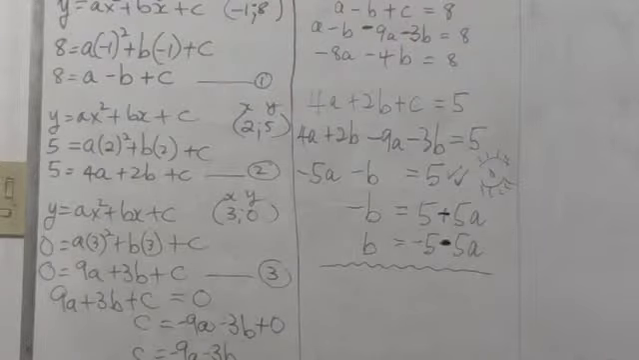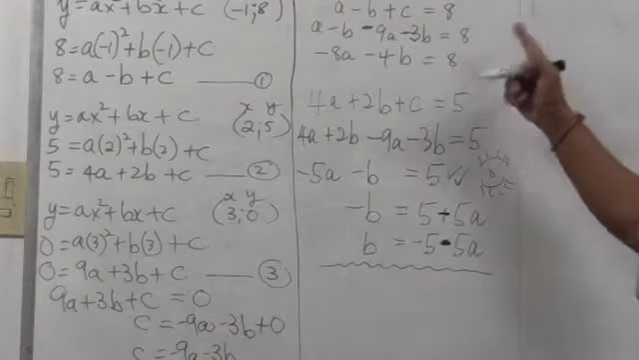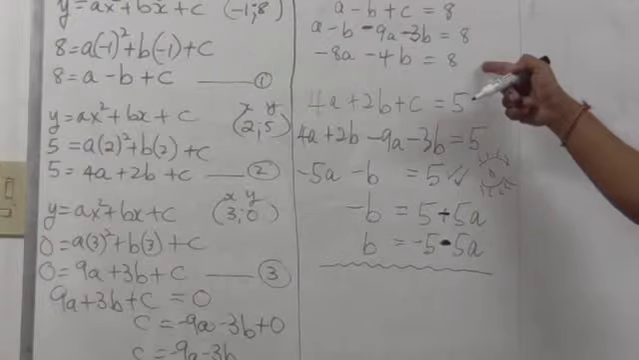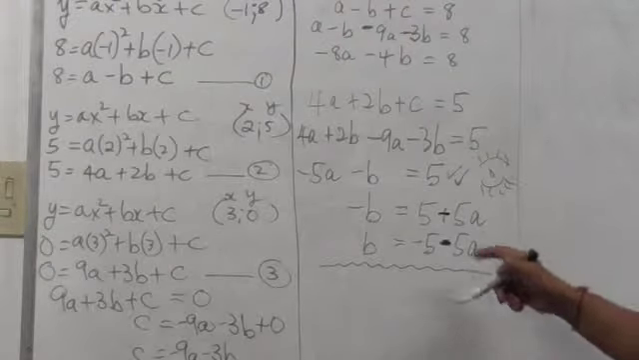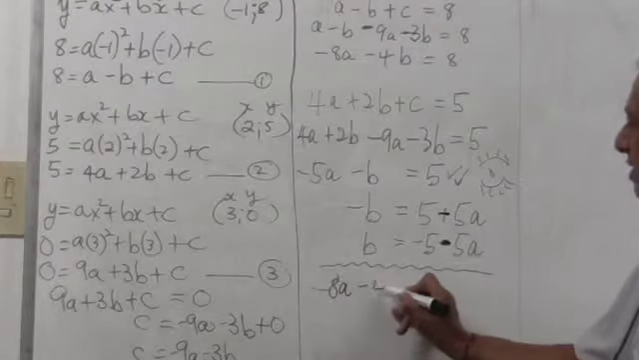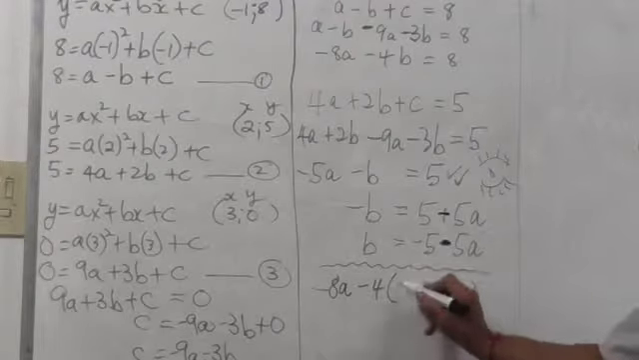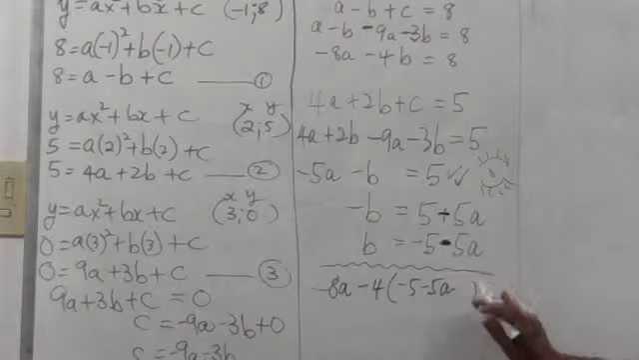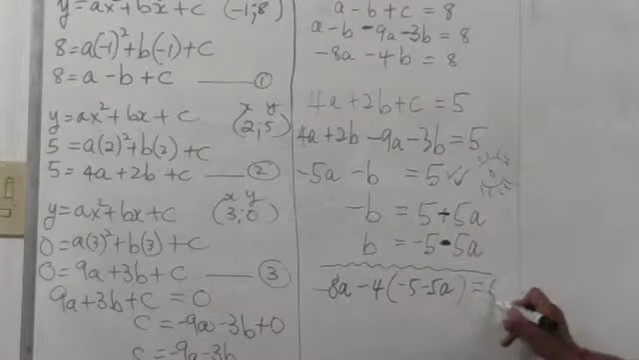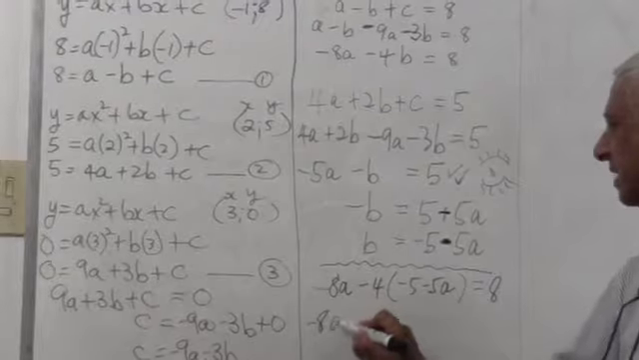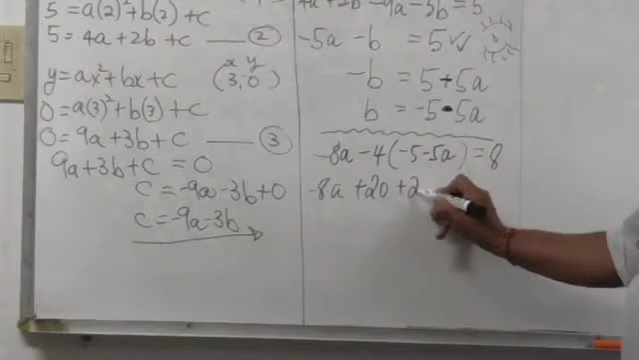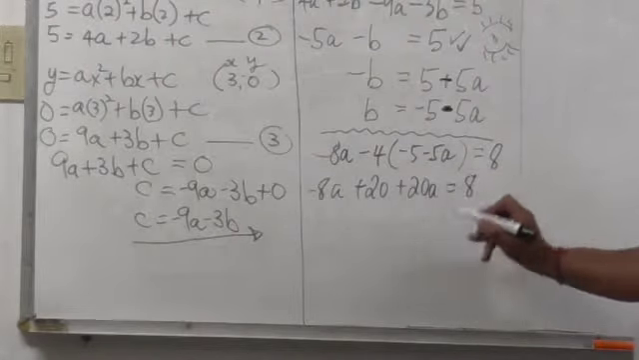Now we can go back to this one, right? We've got b. So b is minus 5 minus 5a. So minus 8a minus 4 into b, which is minus 5 minus 5a. 8a minus 4b is equal to 8. So minus 8a plus 20 plus 20a is equal to 8.